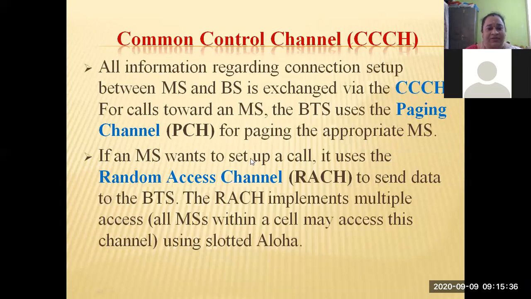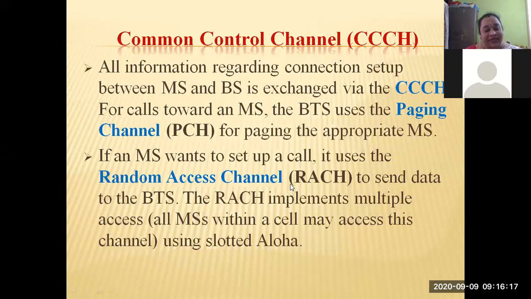And coming to the common control channels, these are used for exchanging the connection setup between the mobile station and the base station. To have the connection setup information exchanged between the mobile station and the base station, exclusively the control information. These common control channels are used in two ways. The paging channel is used by the base transceiver station to get connected with the appropriate mobile station. Whereas another channel within the common control channels is the random access channel.